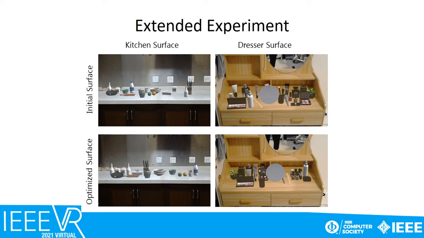To examine the generality of our approach, we experiment on 2 other work surface scenes, kitchen plane and dresser surface. For the kitchen plane, the objects we optimized are various flavor jars, cookers, and so on. For the dresser surface, the objects are skincare products, makeup tools, and so on.